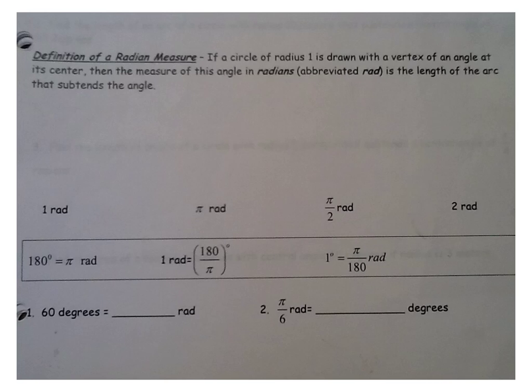Alright, the next idea we're going to think about is a different measurement. Instead of talking about degrees, we're going to talk about something called radians. If a circle of radius 1, so here's my radius 1, 1 unit long, with the vertex of an angle at its center, then the measure of this angle in radians is the length of the arc that it subtends.